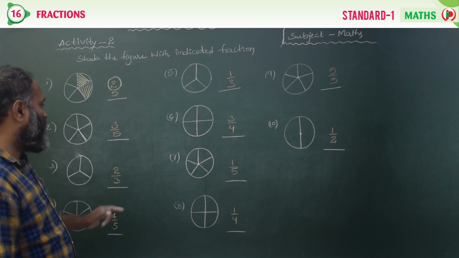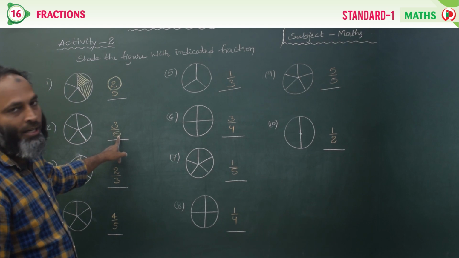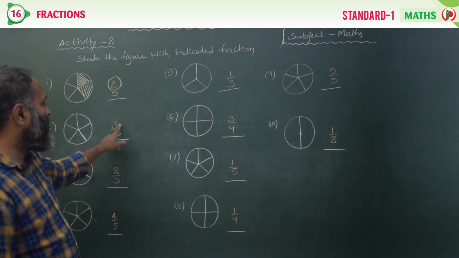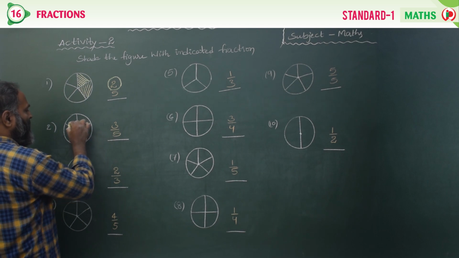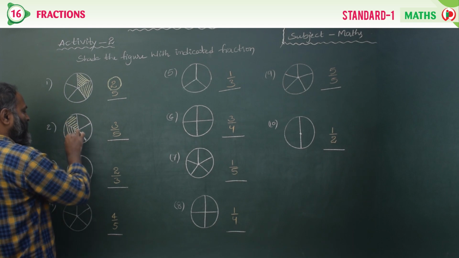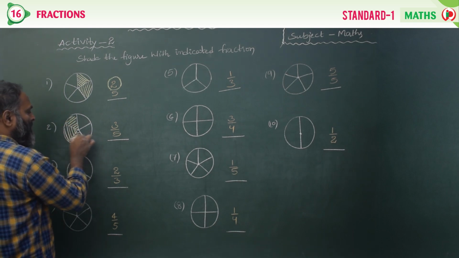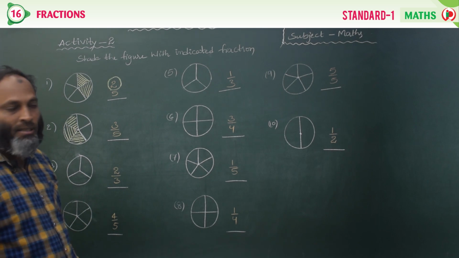Okay, now in the second fraction, the numerator is 3 and the denominator is 5. Out of 5 parts, 3 parts we should shade. So any 3 parts. This is the first part, this is the second part, this is the third part. So 3 parts we should shade out of 5 parts.